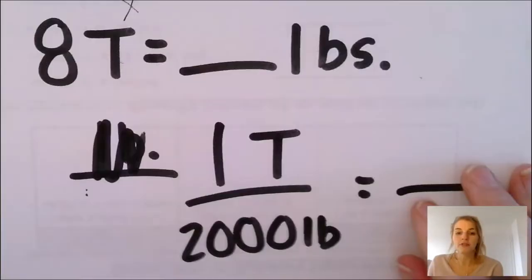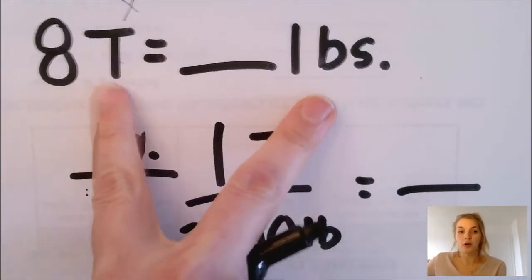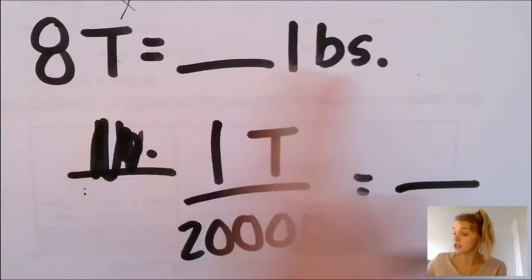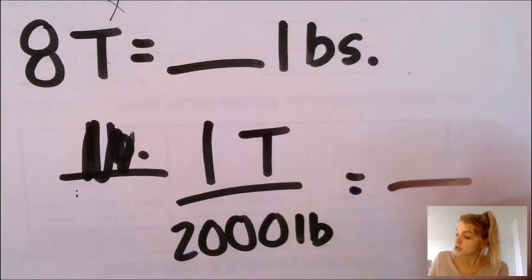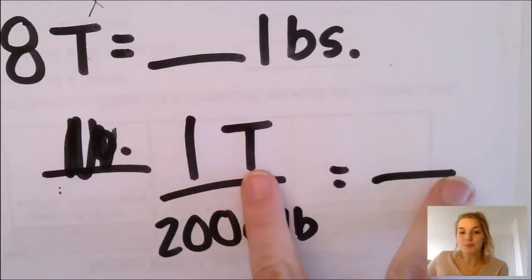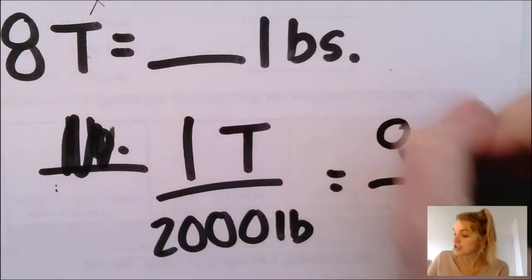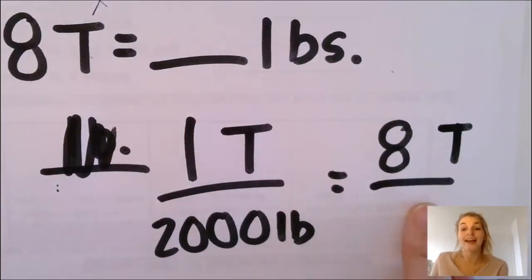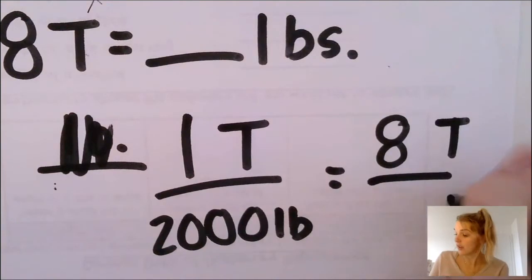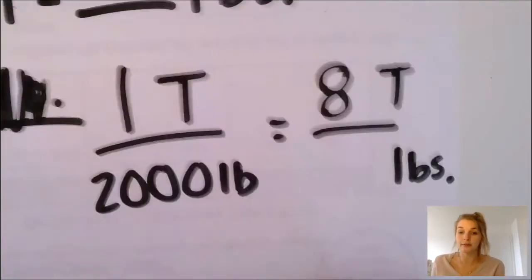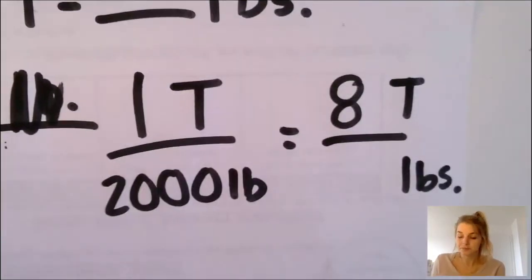Now to help me solve this, I need to figure out what I know so far. What I do know is tons. What I don't know is pounds. So I know that I have 8 tons. So what I'm going to do is I want to keep the tons together. I'm going to change this up here or put this over here, 8 tons. Because I want my tons together and I want my pounds together.